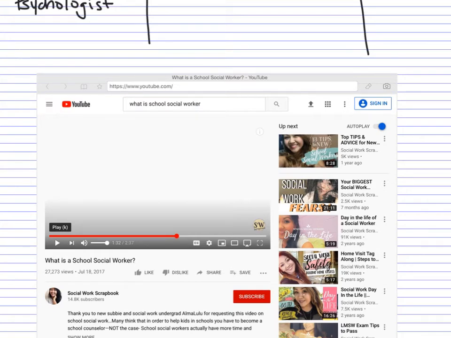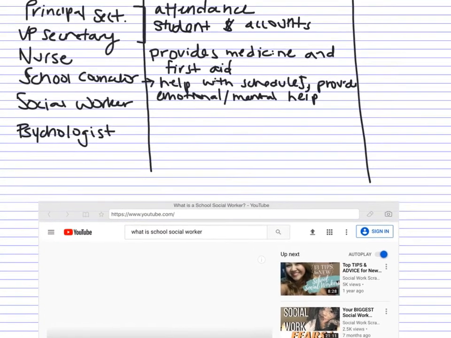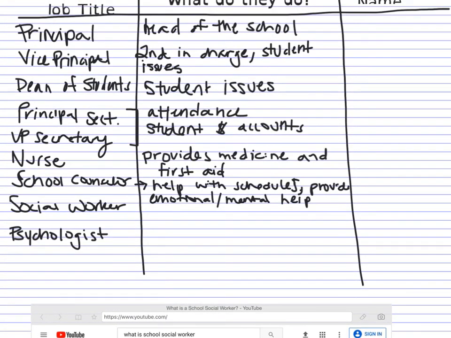So let's talk about what this means and what the differences are. So we've already said that school counselors help with schedules and provide emotional and mental help. Based on our video, we could make this more specific and say in school. Whereas a social worker helps with all those problems of emotional and mental health, but they also help bridge the gap between the school and the home.